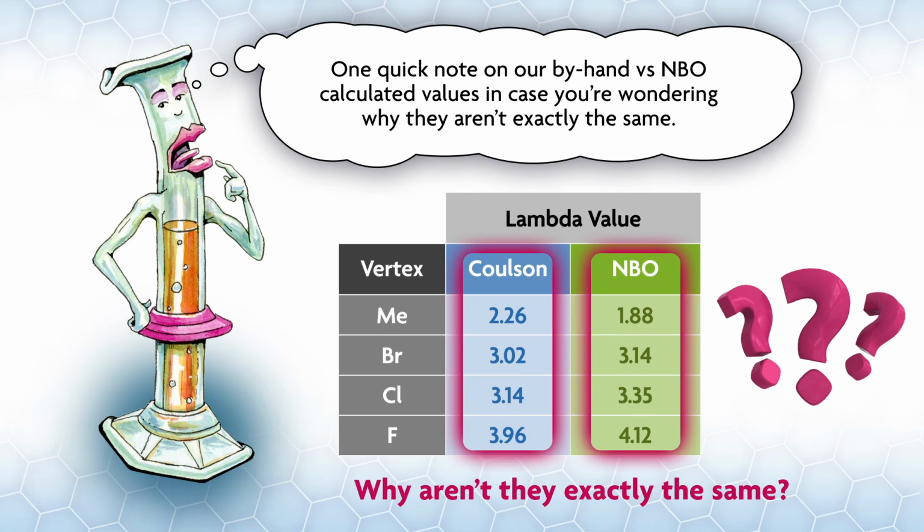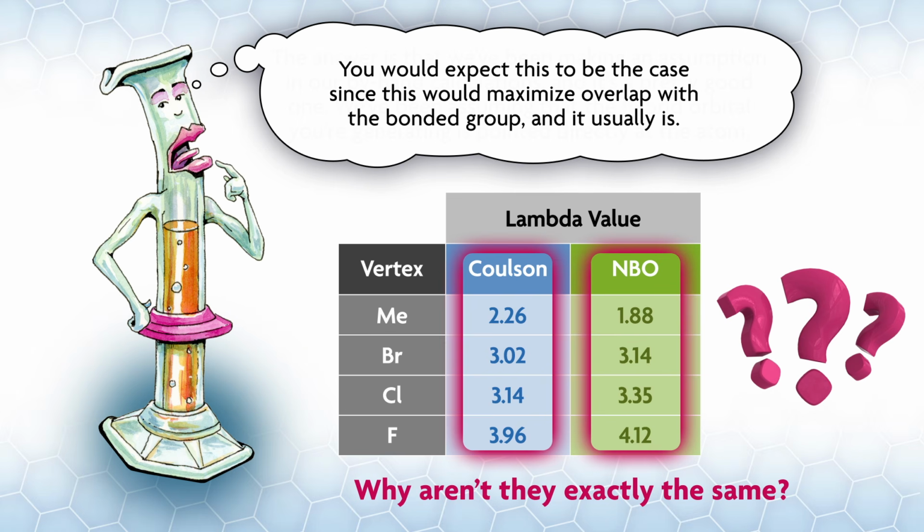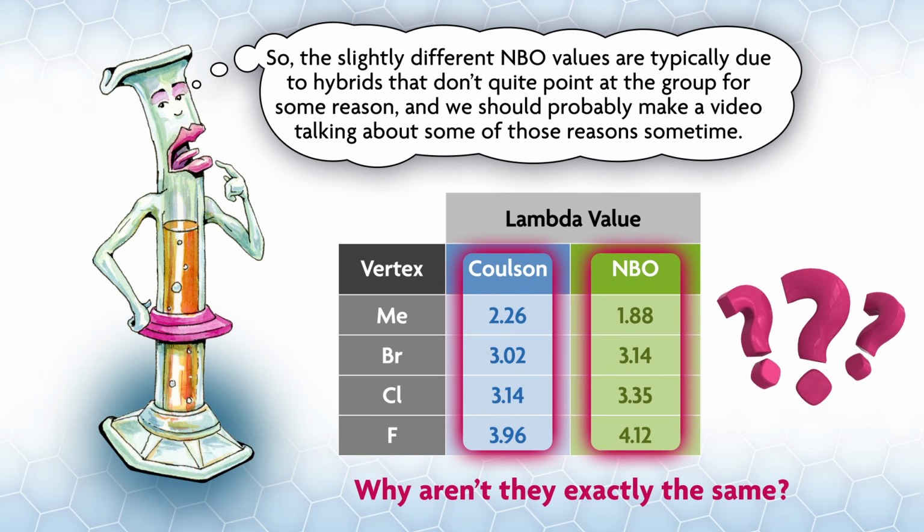One quick note about our by hand versus MBO calculated values, in case you're wondering why they aren't exactly the same. The answer is that we've been making an assumption in our by hand calculations, and it's a pretty good one. We've been assuming that the hybrid orbital you're generating is pointed directly at the atom. You'd expect this to be the case, since this would maximize overlap with the bonded group, and it usually is. However, there can be deviations from this for a few reasons, which is called bond bending. So the slightly different MBO values are typically due to hybrids that don't quite point at the group for some reason. We should probably make a video talking about some of those reasons sometime, and that'll probably happen pretty soon.